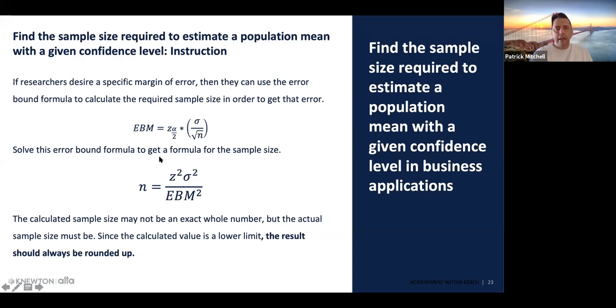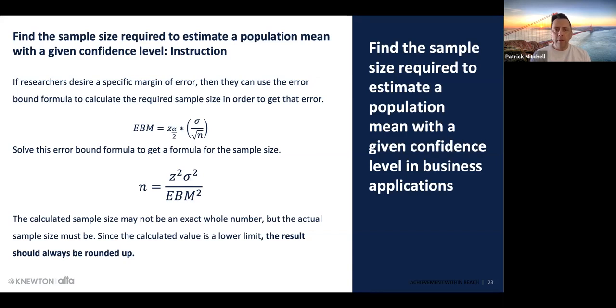So we take the error-bound formula, z sub alpha over 2 times sigma over the square root of n. And if you use a little bit of pretty simple algebra to solve that formula for n, what you get is this. n equals z squared, this is the same z sub alpha over 2, times sigma squared divided by the square of the desired error bound. Okay, so z squared sigma squared divided by error bound squared.